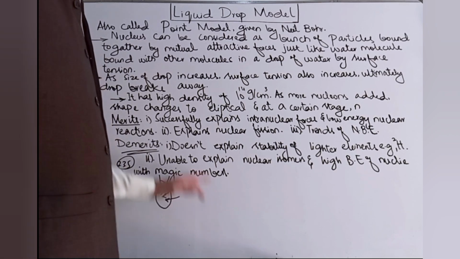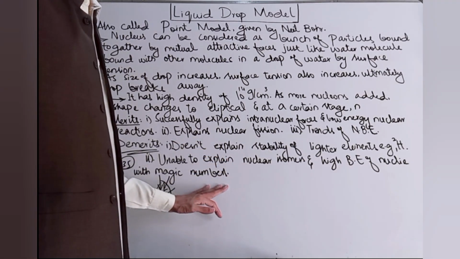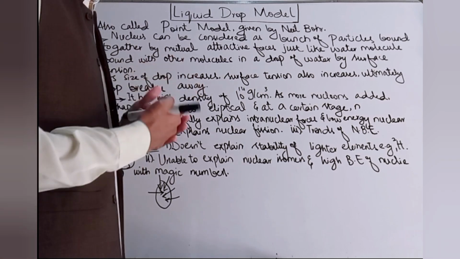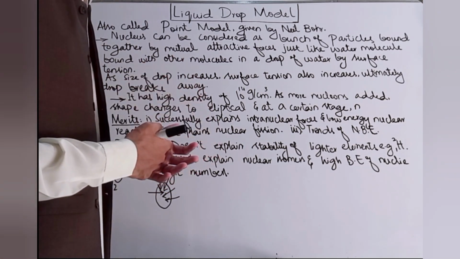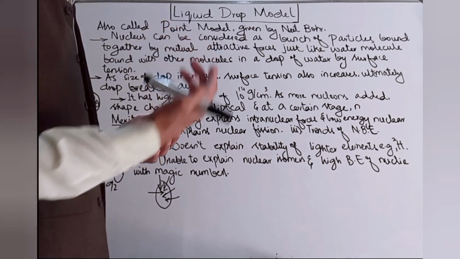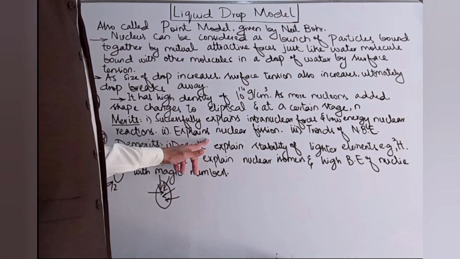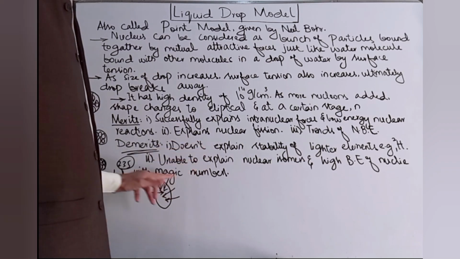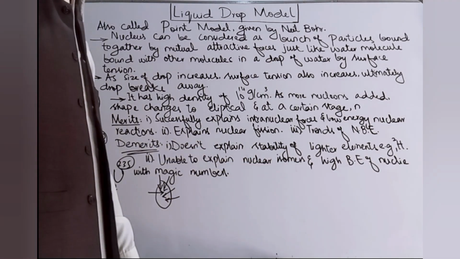The second point that this theory cannot explain is the high binding energies of the nuclei with magic numbers. This theory cannot explain why certain nuclei having a magic number of nucleons are more stable than other nuclei. So these are the two demerits. The one is that it cannot explain the stability of lighter elements. The other one is the nuclear isomers, and the high binding energies of the magic numbers.